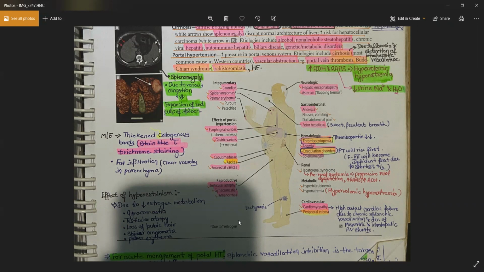Your inhibitory neurotransmitters will be lost, like GABA and glycine, and that can further promote excitotoxicity, right? So these things are happening because of high ammonia levels, right?